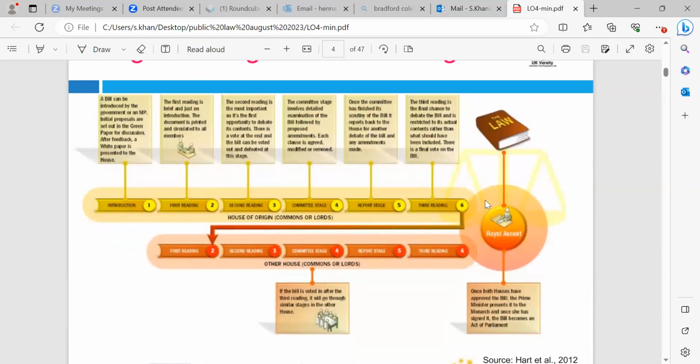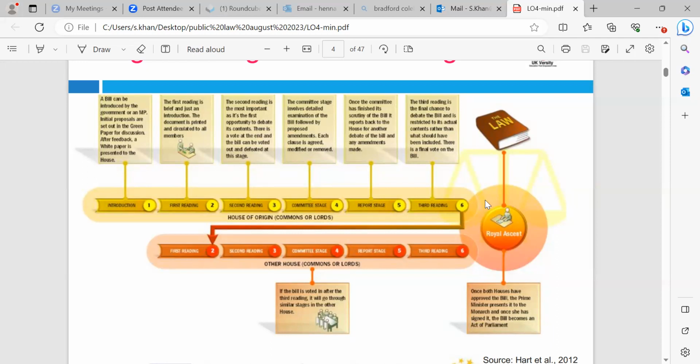So we've got a bill, which can be introduced by the government or by an MP. Initial proposals are set out in the green paper for discussion, and after feedback a white paper is presented to the houses. First reading: the first reading is brief and just an introduction. The document is printed and drafted, circulated to all members.